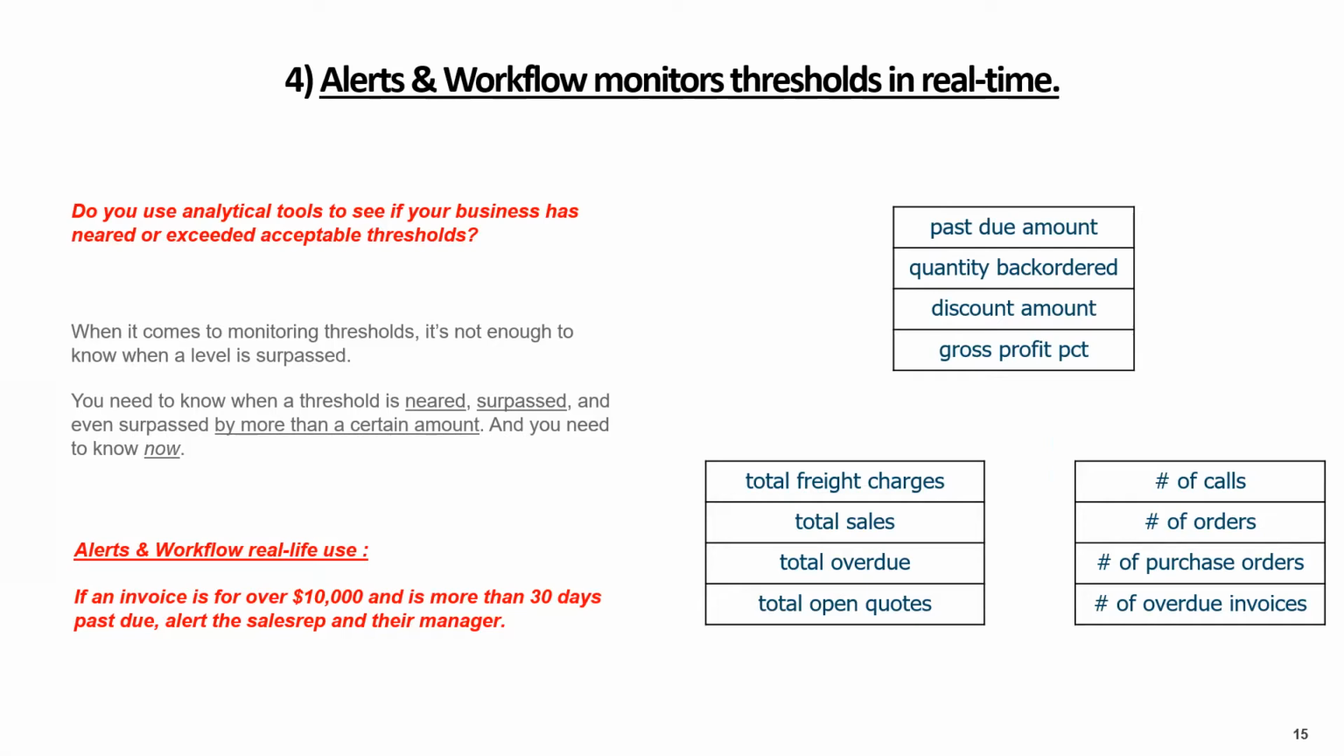And so if an order for over $10,000 is more than 30 days past due, alert the sales rep and their manager. So again, letting the people who need to know that information, and you can have the alerts do different things depending on different levels. So maybe at 30 days, it just alerts the sales rep. Maybe at 60 days, it alerts the sales rep and their manager. And maybe at 90 days, it alerts the sales rep, their manager, and the company owner.